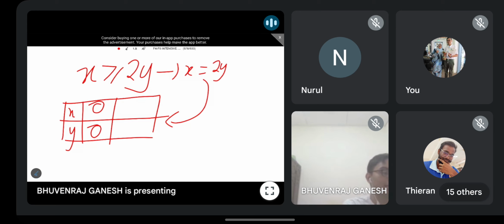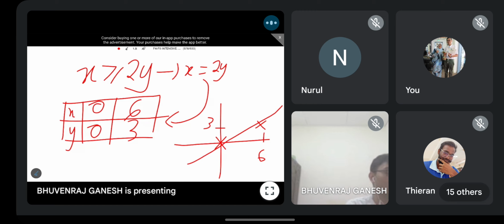Then let's say x is 6. So my y will become 3. 6 divided by 2, you get 3. So now let's say I try to plot this graph. So 0, 0. And then let's say here is 6, here is 3. So like this, I draw the line. Not so nice.